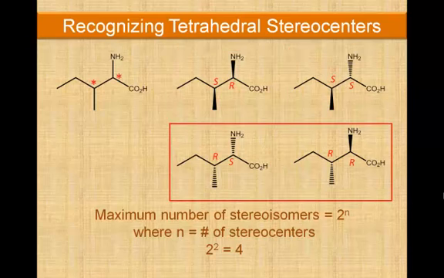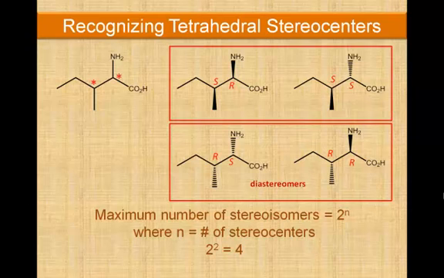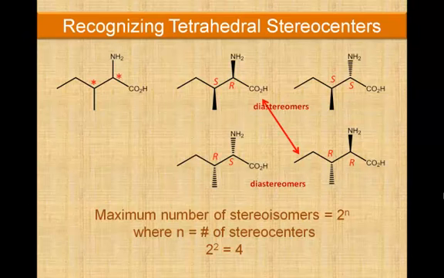What's the relationship between these 2? These are stereoisomers that are not mirror images, and we call those diastereomers. Stereoisomers that are not mirror images. These are also stereoisomers, which are not mirror images. This is a set of diastereomers as well. These 2 are diastereomers to each other, and these 2 are diastereomers to each other.